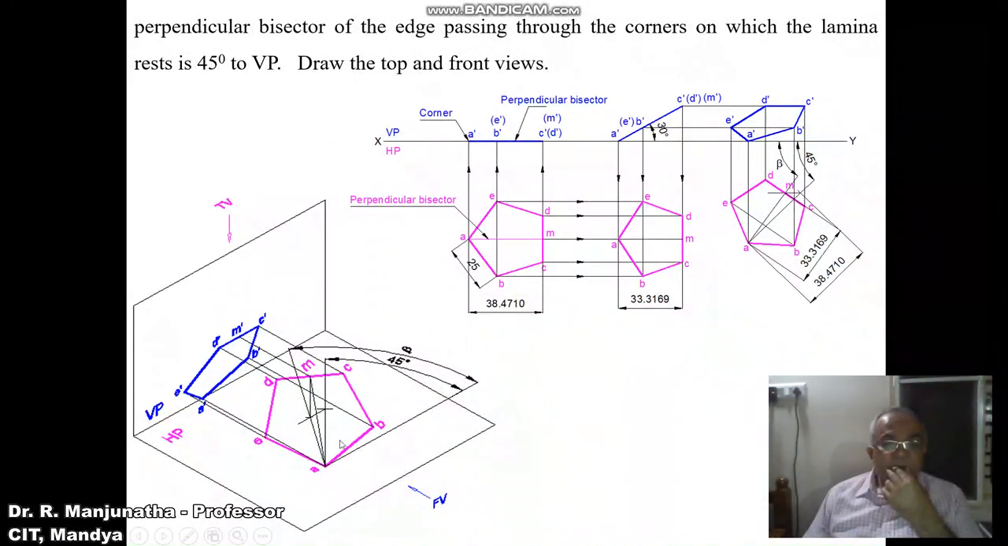This is what we have shown in the 3D also. In the 3D, we have shown the reproduction of the second position top view in the third position on the beta inclination.